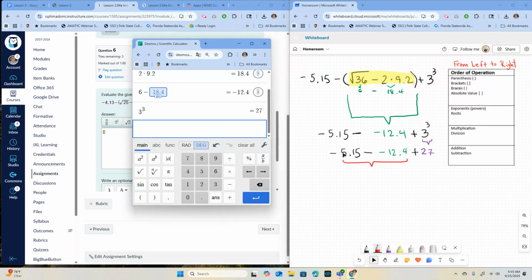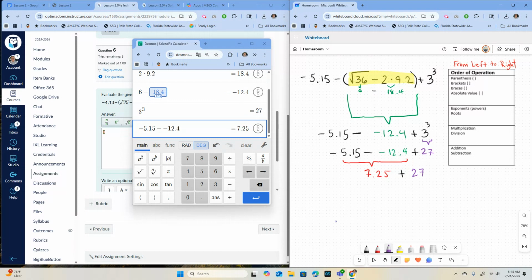So in the calculator, you're going to type negative 5.15. I'm going to subtract negative 12.4. See, I just wrote exactly what I read here. And you can see I got 7.25. And then everything else you haven't used, so like the addition in black and the 27 in purple, I haven't used those yet. I write it again.